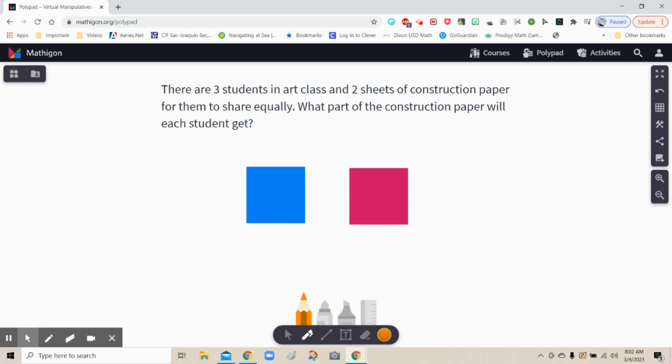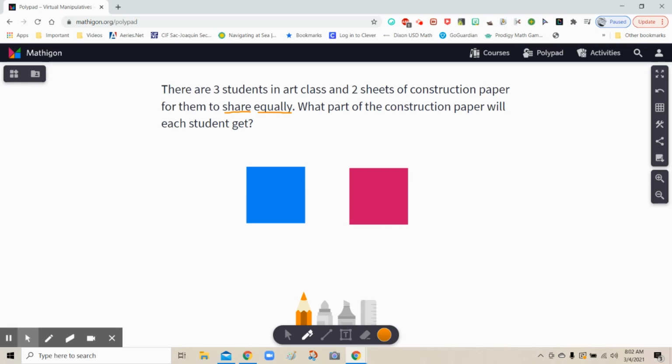Okay. So now that you've read the problem, I have a couple questions. The first question is, what words in the problem help us understand that this is a division problem? The clue words that tell us that this is a division problem would be "share equally." Anytime you see something that's being shared equally, that's a clue that we're dividing, because division is about putting things into equal groups.